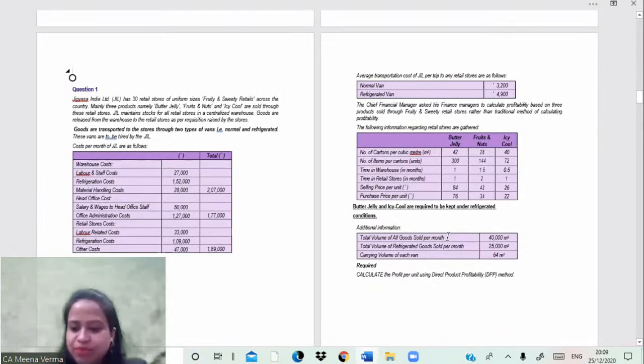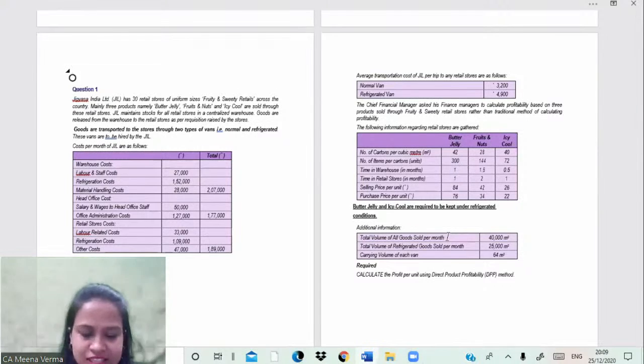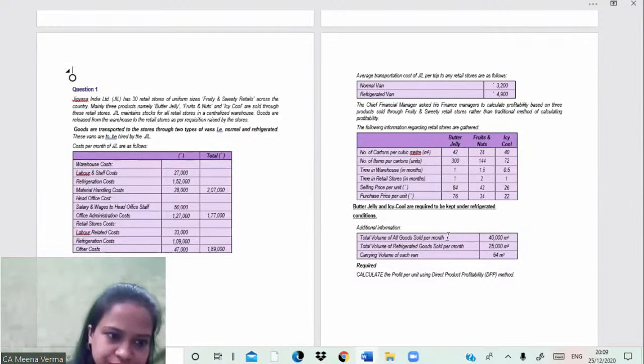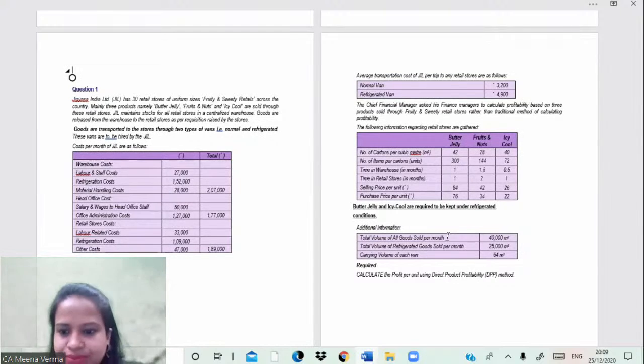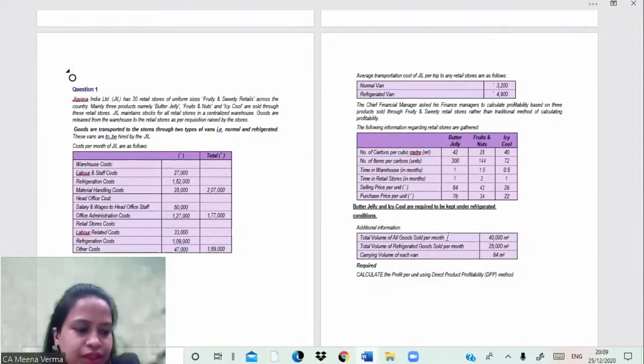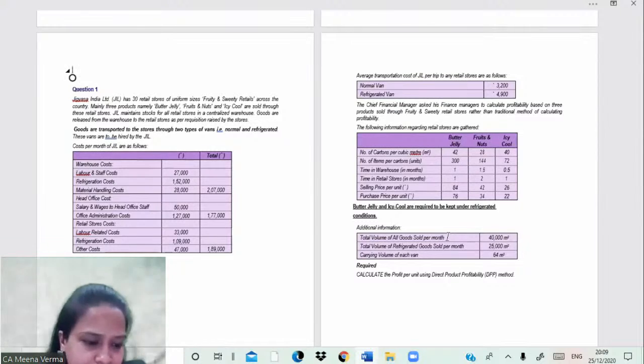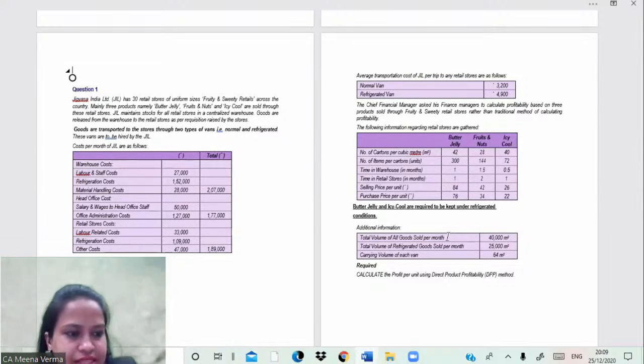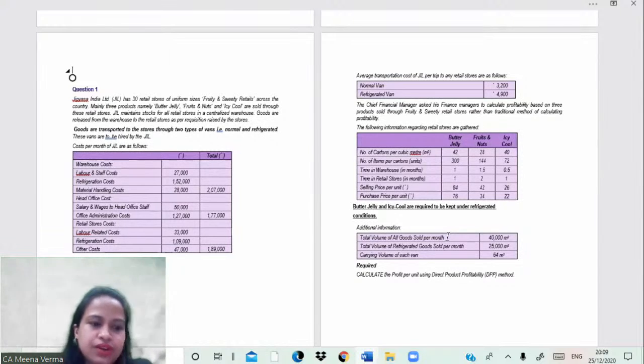First, I'm giving you time. Take your time. Read this question. In this question, you have to calculate the direct product profitability. Take your time, enough time to read it, and tell me what you have understood from this question. Read it carefully. This is the last question which we are covering in today's session.